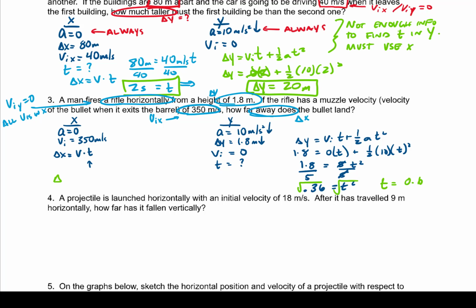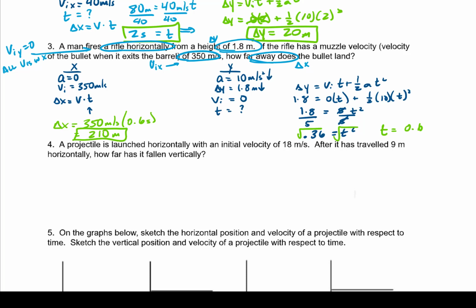Now, we're going to use that to find delta x. So delta x is equal to 350 meters per second times 0.6 seconds. That delta x comes out to be, when you multiply it, 210 meters. Again, the hardest part here, I think, is extracting information. So let's move on to the next one.